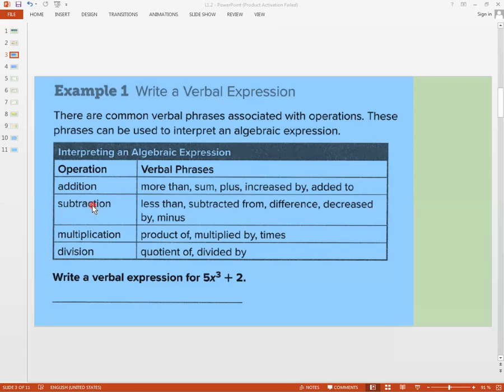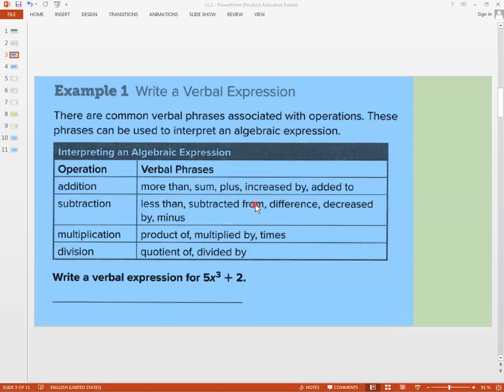Subtraction. When should I translate into the subtraction sign, minus? Okay. When you read any of these words, less than. For example, I have a quantity of money and it is $5 less than your money. So I have to write x minus 5. X is your dollars, and minus 5 means I have less than you.